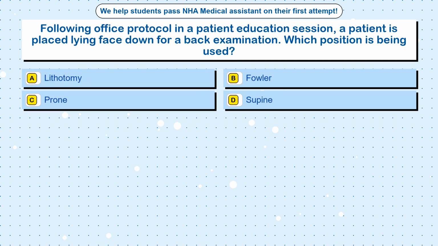Question 49. Following office protocol in a patient education session, a patient is placed lying face down for a back examination. Which position is being used? Option A, lithotomy. Option B, Fowler. Option C, prone. Option D, supine.